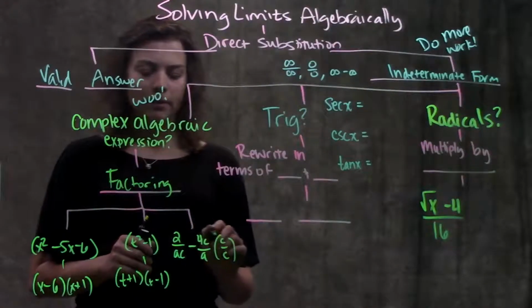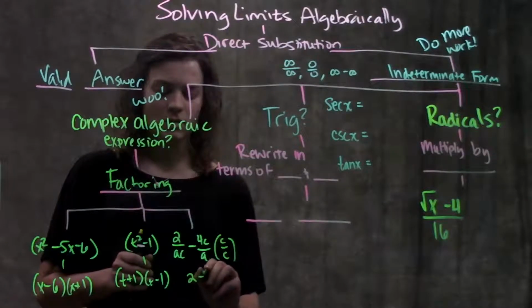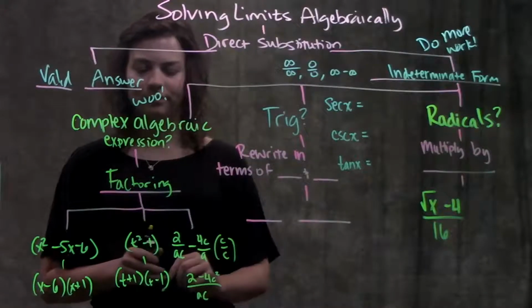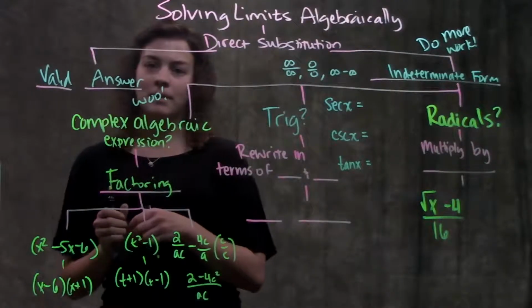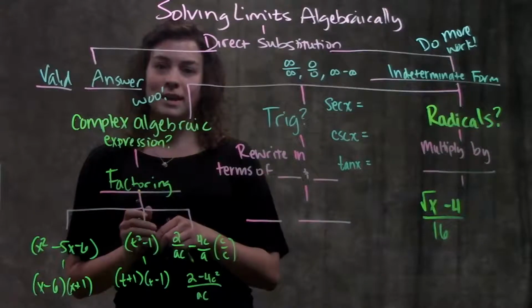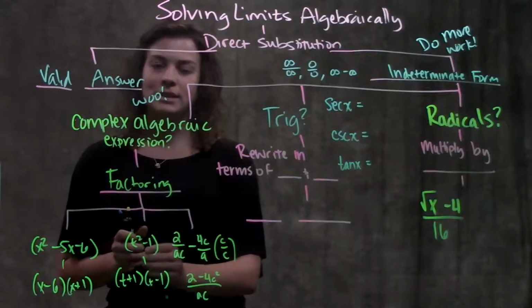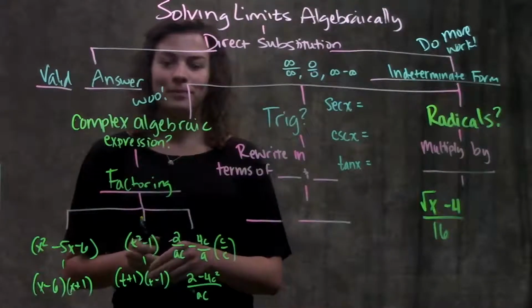And when we do that, we're able to subtract the top, and we get 2 minus 4c squared all over ac. Alright, those are some common complex algebraic expressions that you might see. Be sure to be familiar with how to simplify quadratics and difference of perfect squares. Those come up a lot.